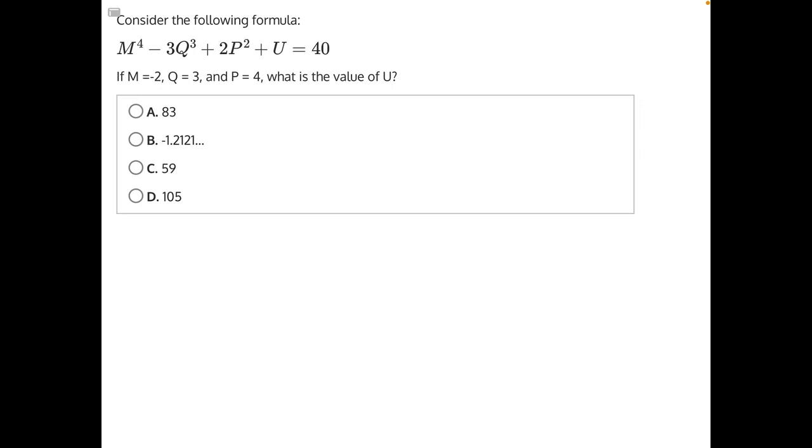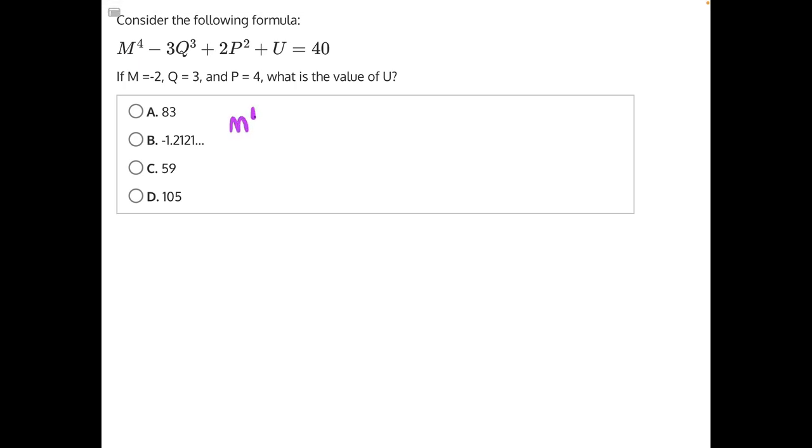Consider the following formula. If m equals -2, q equals 3, and p equals 4, what is the value of u? To solve this question, let's start by substituting in our known variables, and then we can isolate our unknown variable to solve for its value. And in this case, since we're dealing with many different exponents, it might be easiest to break this apart into chunks and look at it one at a time.